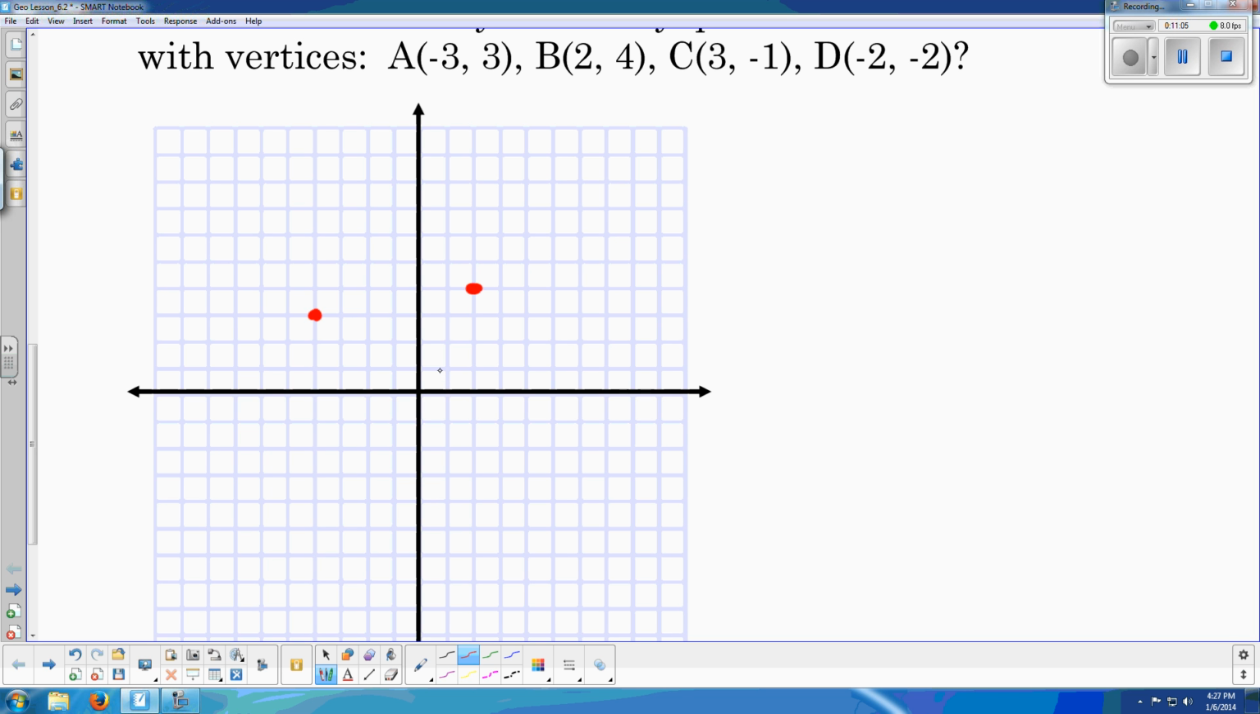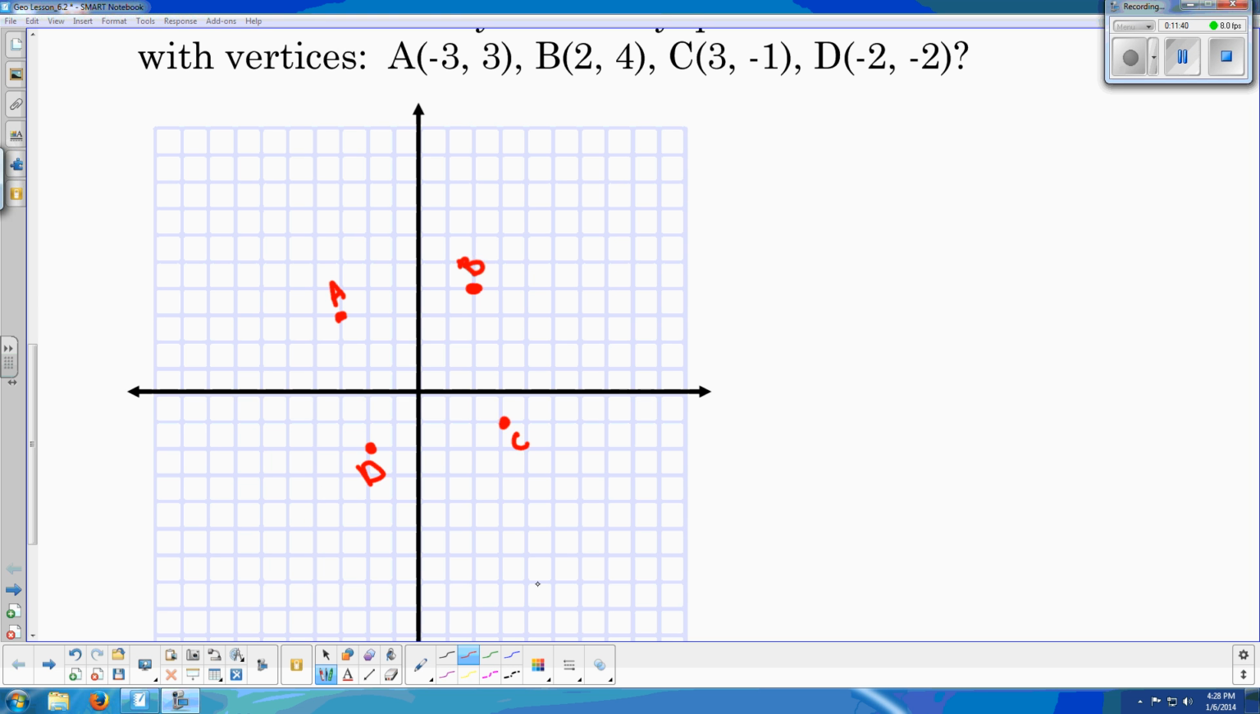There's B. C is 1, 2, 3, negative 1. And our D is going to be negative 2, negative 2. So we have our other point here. Oops, and this point is a little off. It was supposed to be 1, 2, 3, 1, 2, 3. Here, I was off one coordinate. So we have our A, we have our B, we have our C, and we have our D.